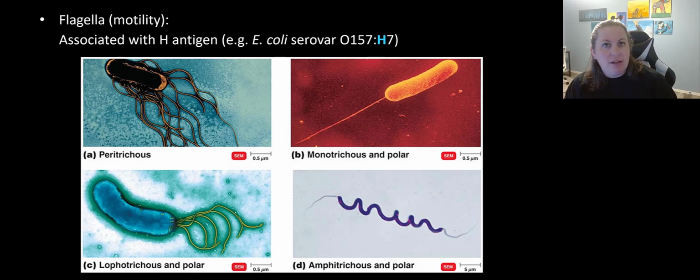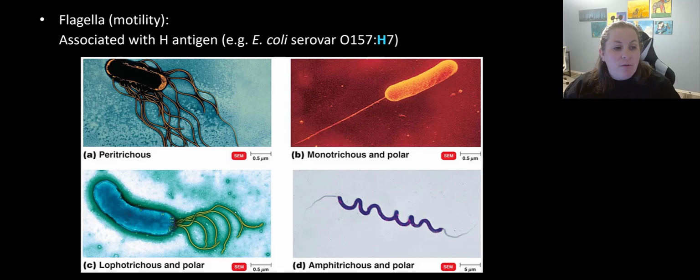4 different arrangements. The first one is the peritrichosis. The peritrichosis is going to be where there's many flagella and they're all over the bacteria. So there's a ton of them and they're all over the bacteria. On B, you see that there's the monotrichosis, and it's polar, meaning it's on one side of the cell, and there's only one of them. All right, so mono tells you there's one, polar means it's on one side.